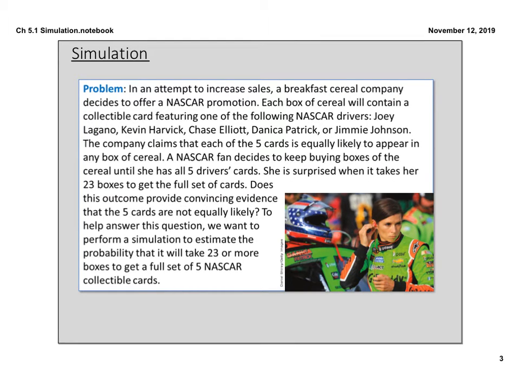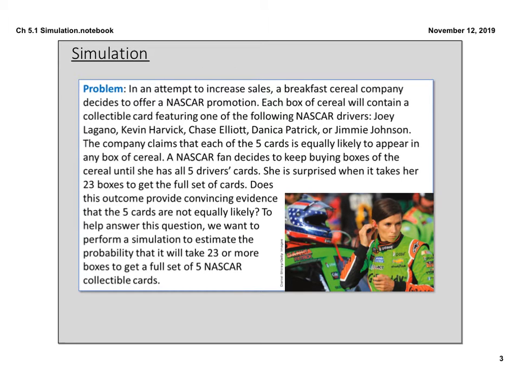In this first example, it says, in an attempt to increase sales, a breakfast cereal company decides to offer a NASCAR promotion. Each box of cereal will contain a collectible card featuring one of the following NASCAR drivers: Joey Logano, Kevin Harvick, Chase Elliott, Danica Patrick, or Jimmie Johnson. The company claims that each of the 5 cards is equally likely to appear in any box of cereal. A NASCAR fan decides to keep buying boxes of cereal until she has all 5 drivers' cards. She is surprised when it takes her 23 boxes to get a full set of cards. Does this outcome provide convincing evidence that the 5 cards are not equally likely?